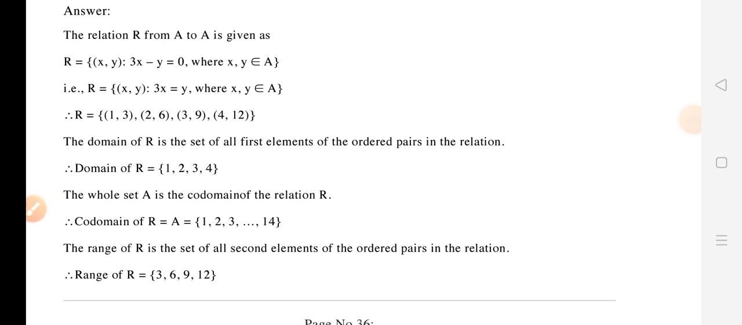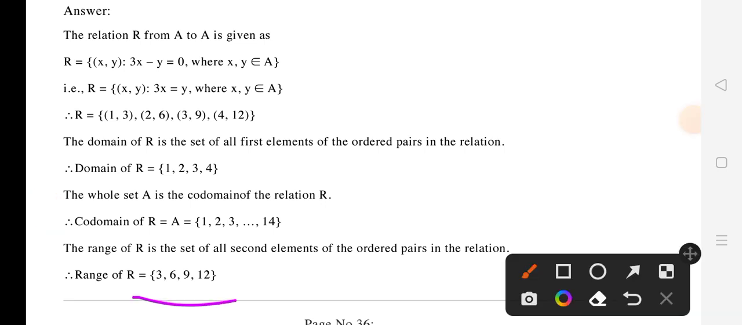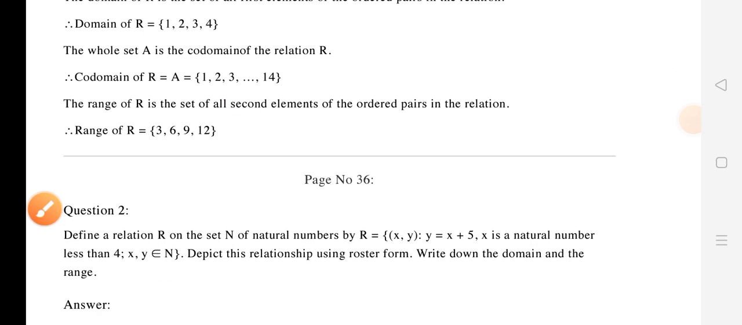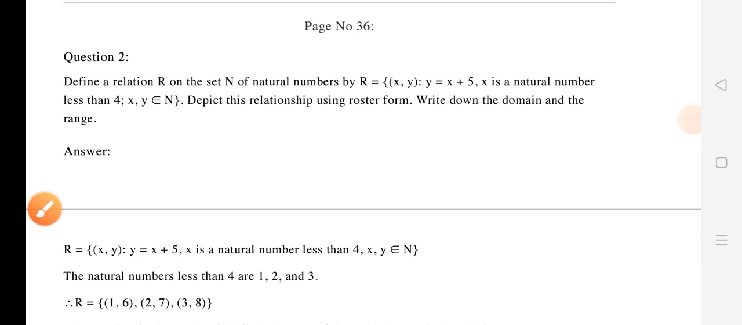The range of R is the set of all second elements of the ordered pairs in the relation. So the range of R is 3, 6, 9, and 12. These are the range of the relation. So, simple question.